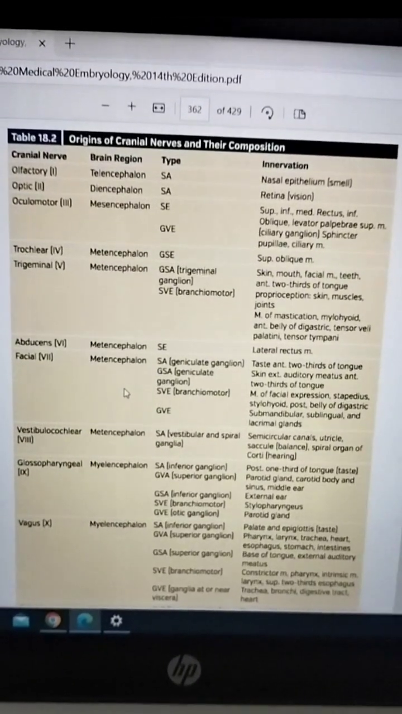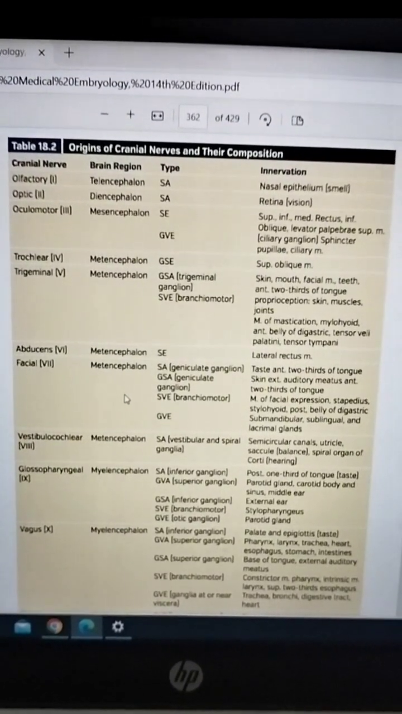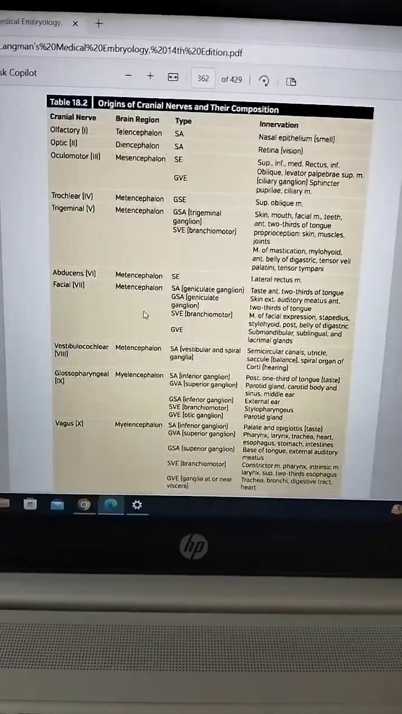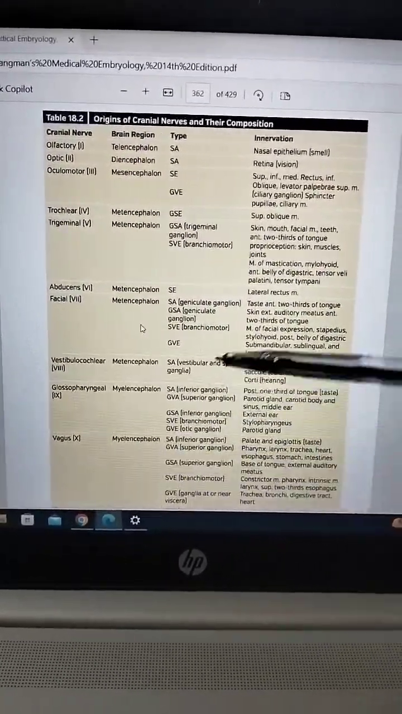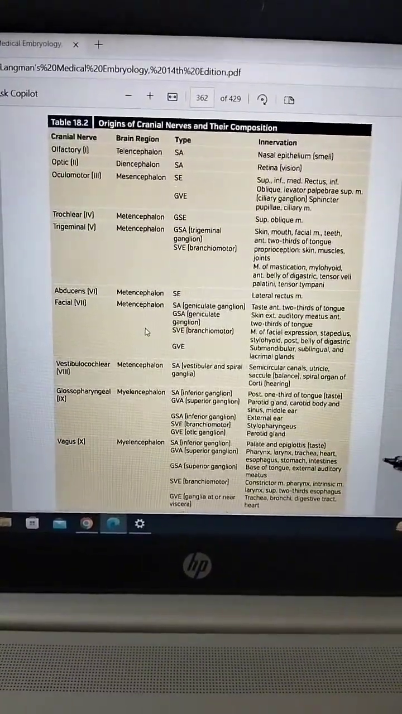Let's talk about the origins and the composition of the cranial nerves. So basically, these are the functional components of the cranial nerves. But today we're just going to talk about the 5, 7, 9, and 10 cranial nerves. So 5 and 7 are going to arise from the mesencephalon, and 9 and 10 are going to arise from the myelencephalon. Like, they are all parts of the hindbrain.